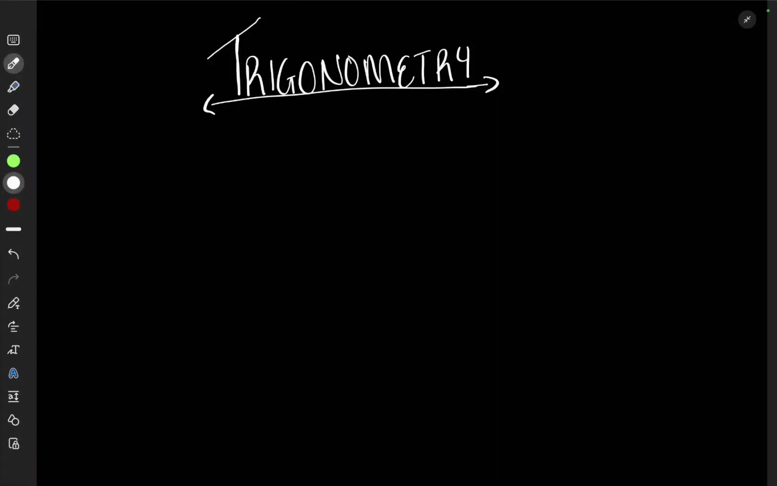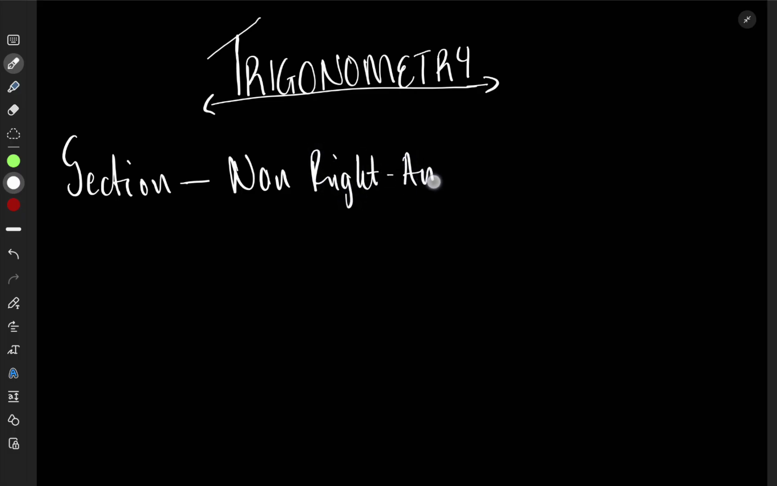Okay, so right now we're going through our section C, which we've seen and talked about. Section C is for the non-right angled triangles. They will have no right angle. Once you see a triangle that doesn't have a right angle, then you know you are in section C, which means you are either going to use the sine rule or the cosine rule. So let's go through the things.